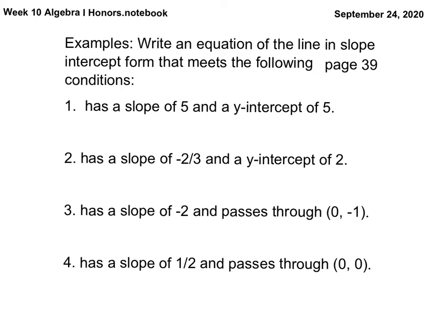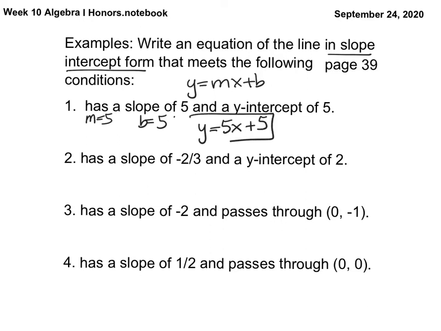We're going to go straight to the examples. So if you'll write the instructions and then write down each example as we go to do them. The first thing that you're going to do for number 1 is realize that you have a slope of 5, and I'm going to write that as m equals 5, and a y-intercept of 5, so b equals 5. In the instructions, it says to write your equation in slope-intercept form. Remember, that's y equals mx plus b. So I'm going to fill 5 in for my m and 5 in for my b. And that's the equation of the line. It has a slope of 5 and a y-intercept of 5.